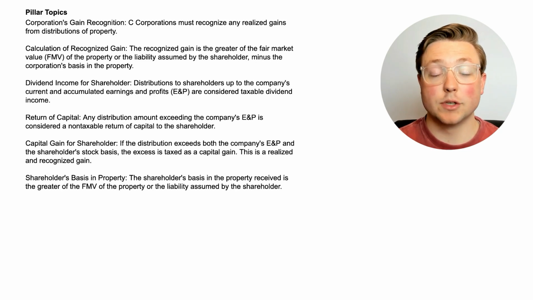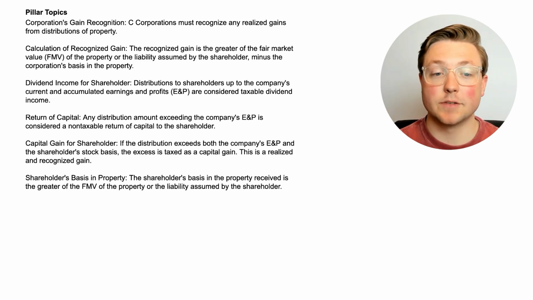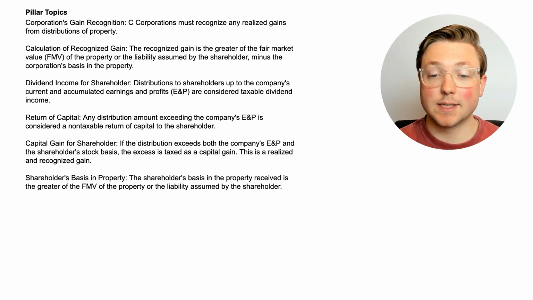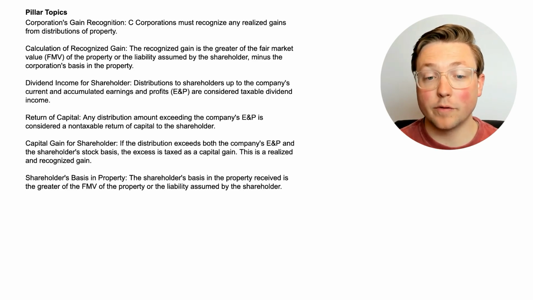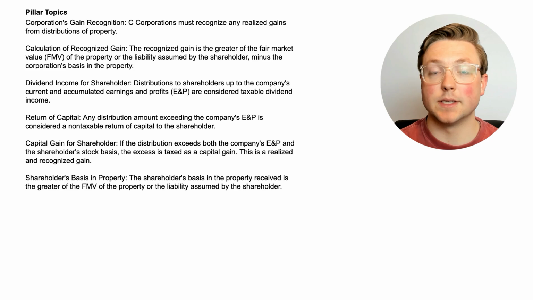Okay, here are the pillar topics. First, for the corporation's gain recognition, C corporations must recognize any realized gains from distributions of property. And to calculate that, it's fairly easy. The recognized gain is the greater of the fair market value of the property or the liability assumed by the shareholder minus the corporation's basis in the property.